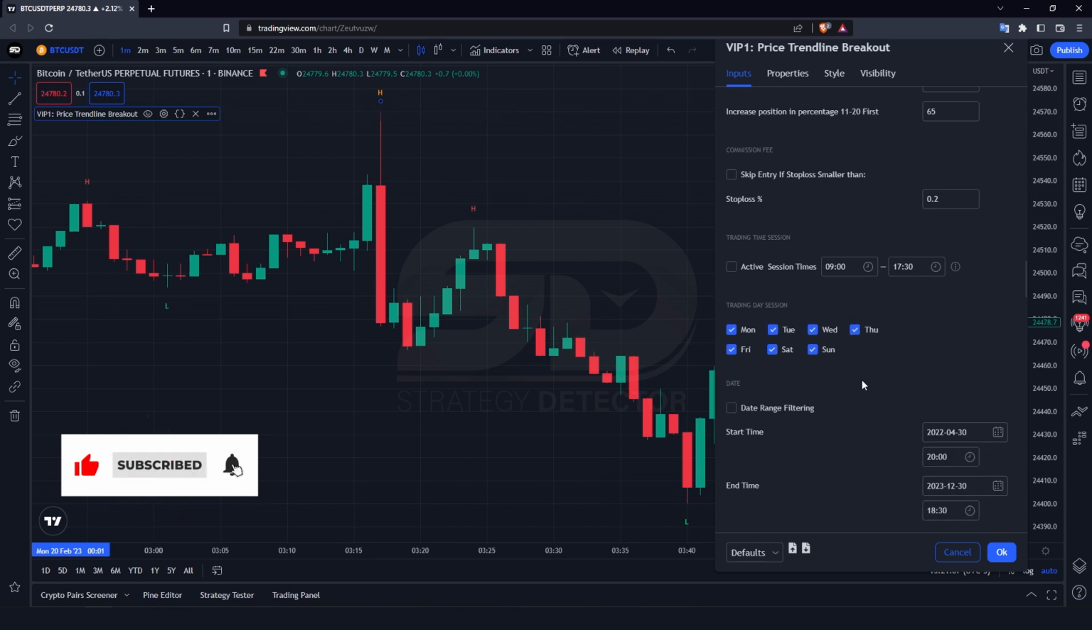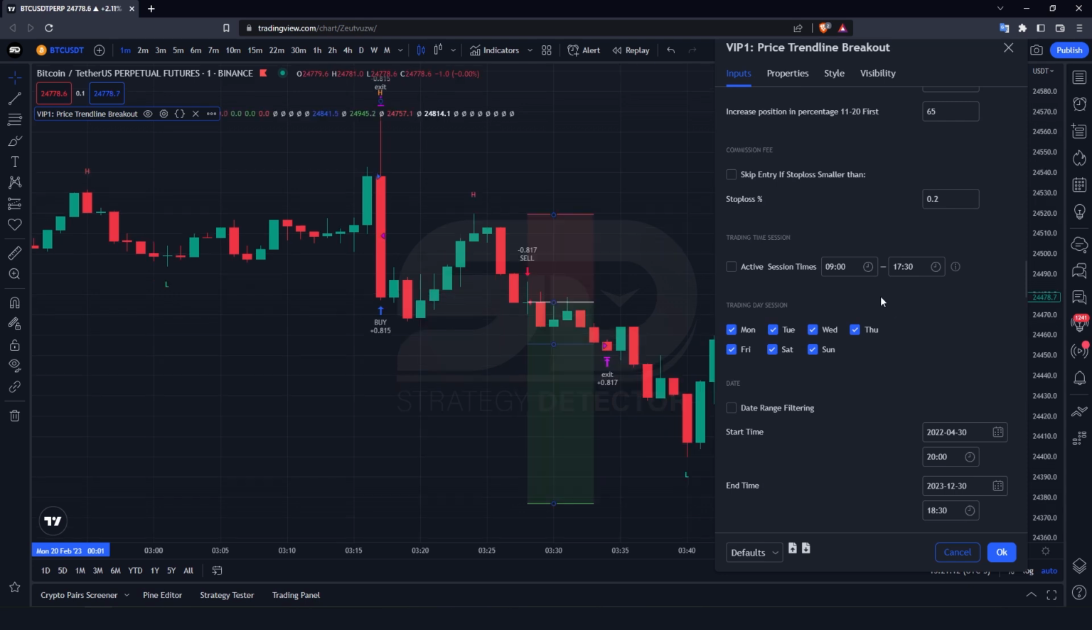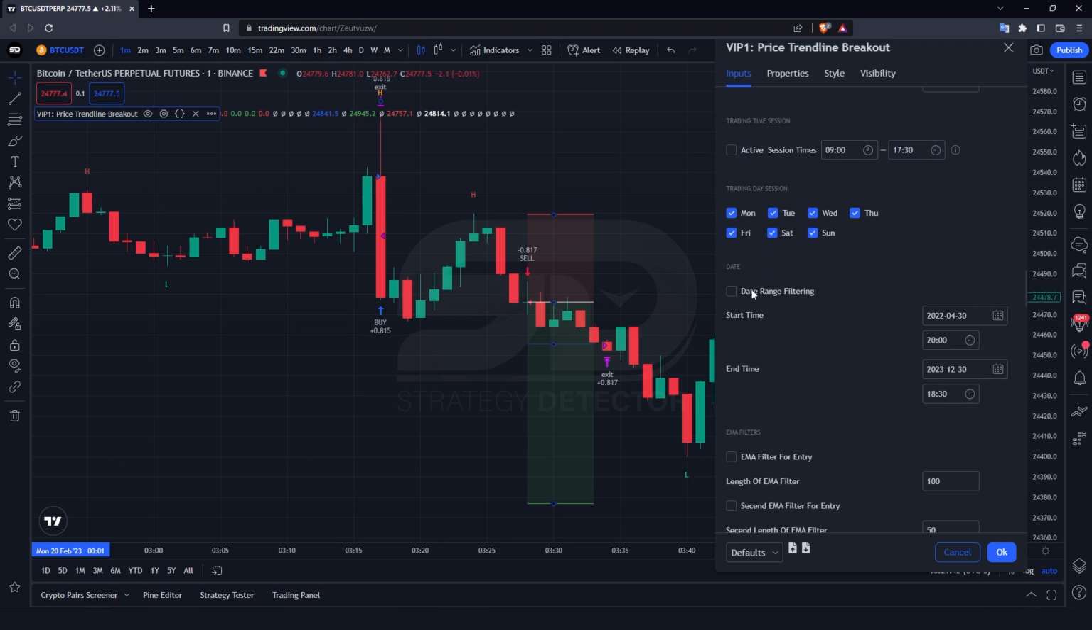Okay, here in this section, we have time session. Using this option, you can set the time zone and specify in what time duration of the day you want to trade. You can activate this option and choose, for example, from 9 a.m. to 5:30 p.m. and then take a backtest. You can also filter different days of the week and set which days you want to trade and which days you don't. In this part, you see date range filtering.